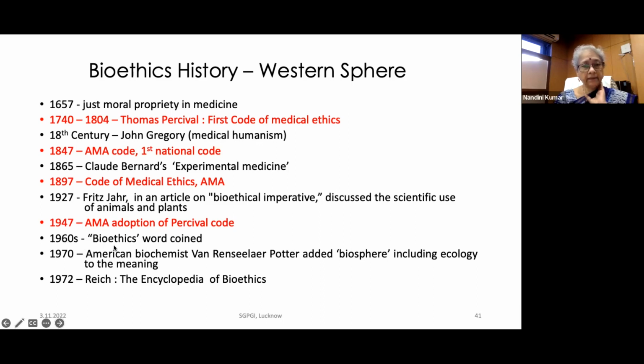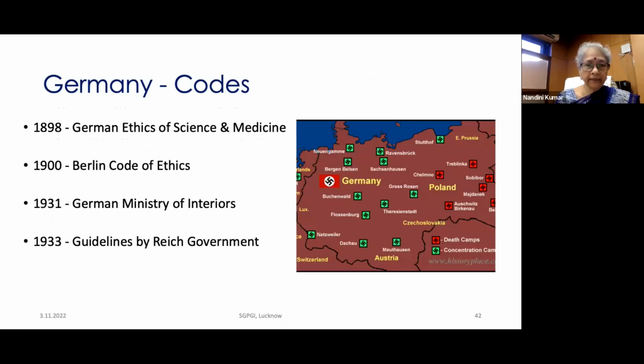And in the 60s, the word bioethics came up. And in 70, Potter, who was a biochemist, included the biosphere, which actually was the inclusion of ecology in that. So you find Fritz talking about animals and plants and Potter talking about ecology. And it was the Encyclopedia of Bioethics in 72 which laid the definition for bioethics. If you look at Germany, it had very good codes much earlier: 1898, 1900, 1931, and 1933.